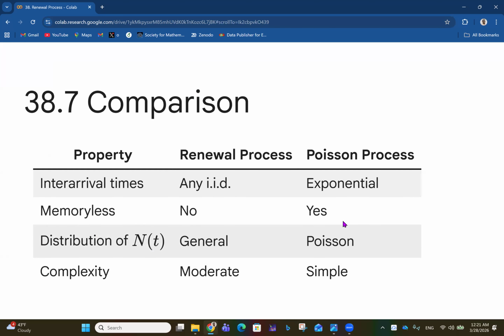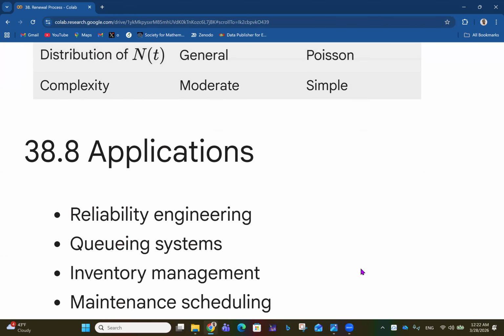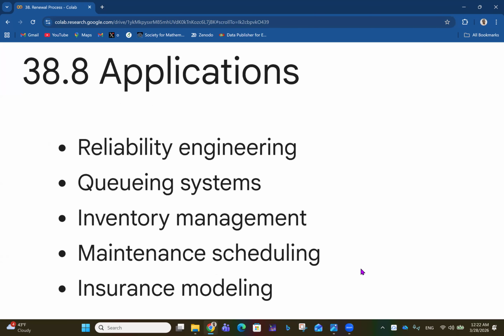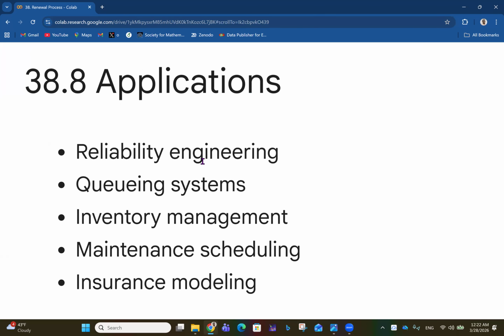Memorylessness, by the way, means that the current state is the only thing required to determine the next state. The states before the current state are not necessary to determine the next state. Talking about the distribution of N of t, the number of events, for a renewal process it is general. For a Poisson process, it follows a Poisson distribution. Then for complexity, the renewal process is moderate, while the Poisson process is simple. And then we talk about applications of renewal processes: reliability engineering, queuing systems, inventory management, maintenance scheduling, and insurance modeling.